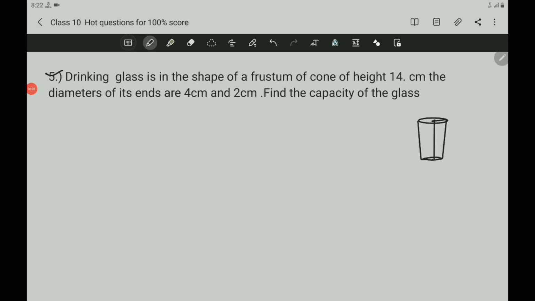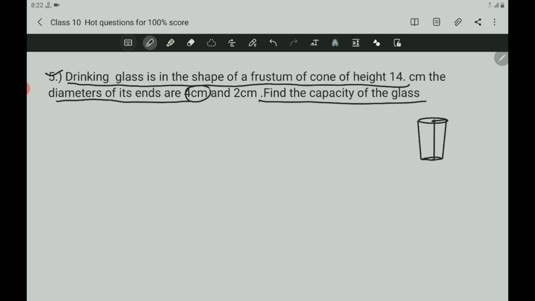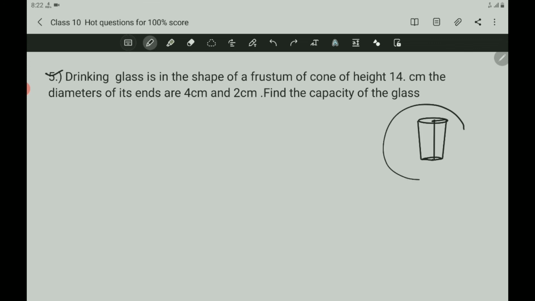Now you take the fifth question. Drinking glass is in the shape of a frustum of cone of height 14 cm. The diameters of its ends are 4 cm and 2 cm. Find the capacity of the glass. Observe the shape of the glass, that is in the shape of frustum of cone of height 14 cm. So you take h equals 14 cm. The diameters are 4 cm and 2 cm, so the radius becomes R1 equals 4 by 2, that is 2 cm, and R2 equals 2 by 2, 1 cm.